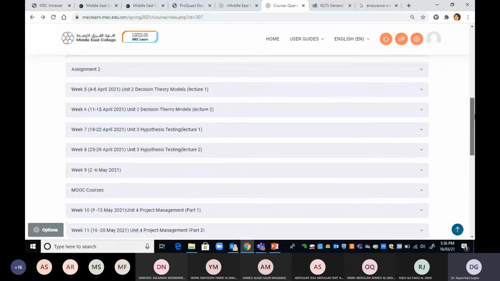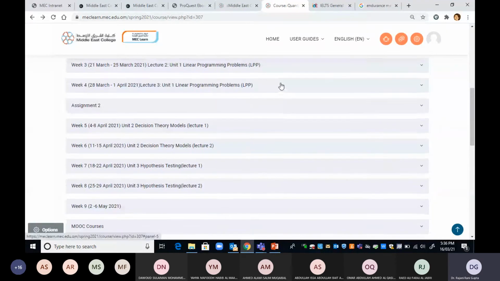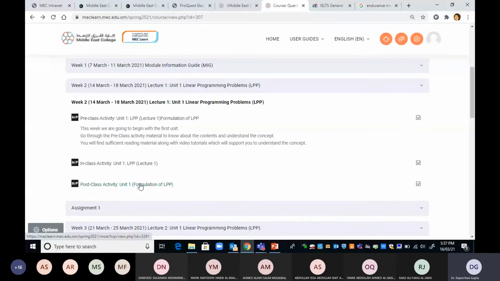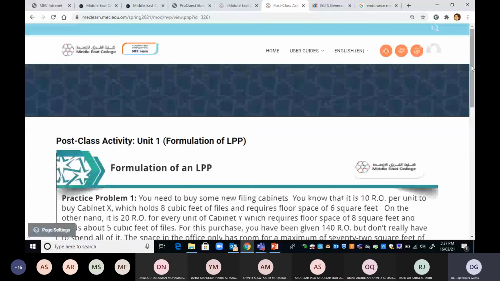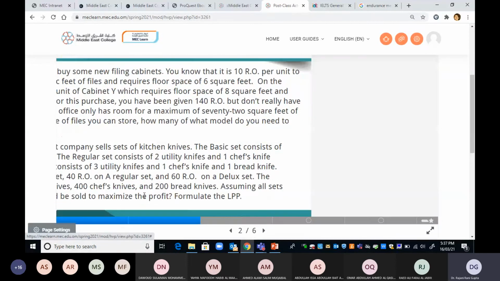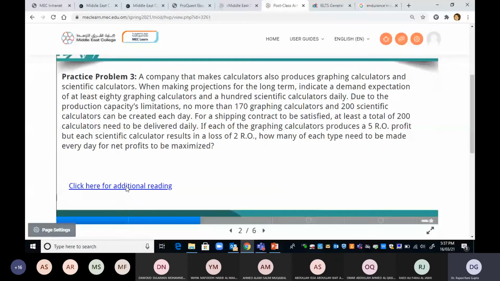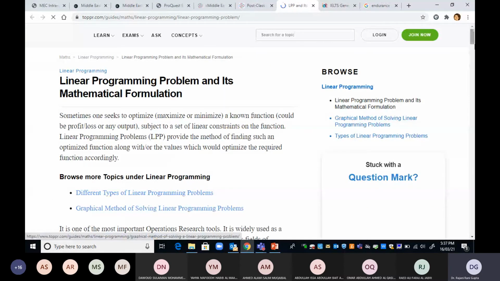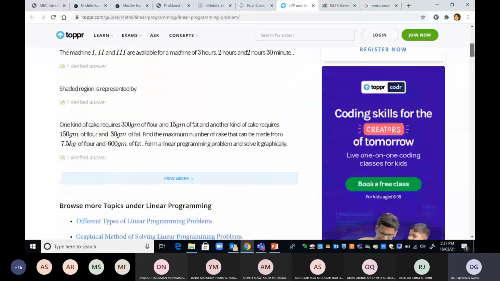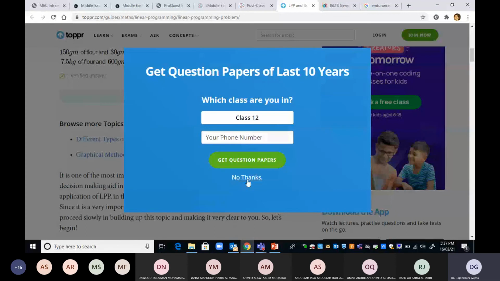Let's first check what is here in this one. You have in the post class activity, as I said, a link for additional reading. Let's see what it is. Linear programming problem and its mathematical formulation. Here you will find a lot of examples. Okay. As per our requirement, it starts from the basic and then goes to the difficult level. So you can read it from here.